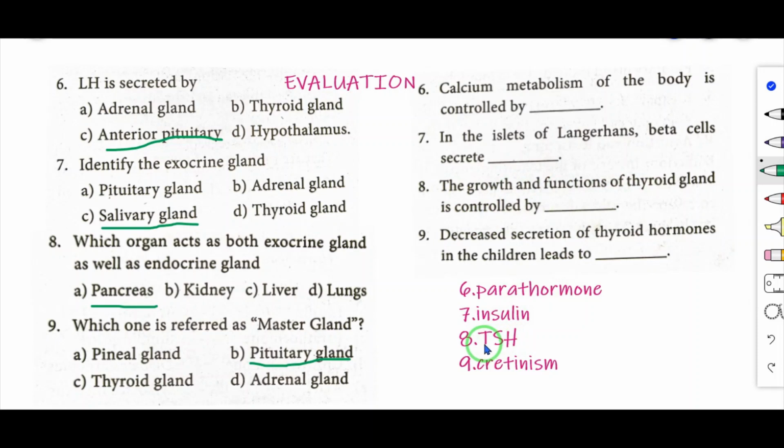Number 8, the growth and functions of thyroid gland is controlled by dash. TSH, that is thyroid stimulating hormone. The growth and functions of thyroid gland is controlled by TSH. Number 9, decreased secretion of thyroid hormones in the children leads to dash. Cretinism.